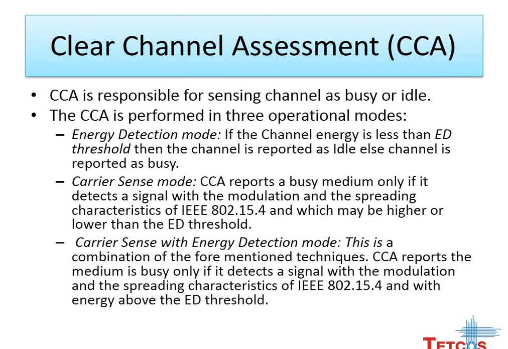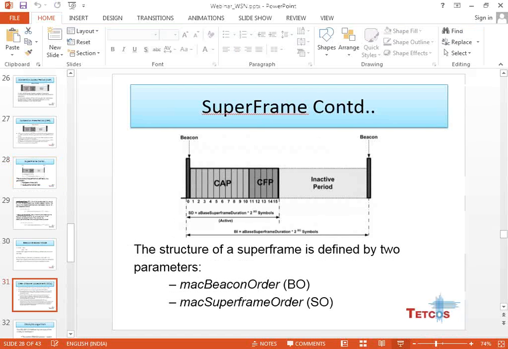The other way is the carrier sense mode. The sensor will sense the medium, and if it detects a signal which has the same modulation and spreading characteristics of IEEE 802.15.4, then there is a chance another sensor might be transmitting a signal. So it will consider the medium as busy. Now the third operational mode is the combination of the first two. That is, it will report the medium is busy if it detects a signal with the same modulation and spreading characteristics, as well as energy above the ED threshold, or the energy detection threshold.